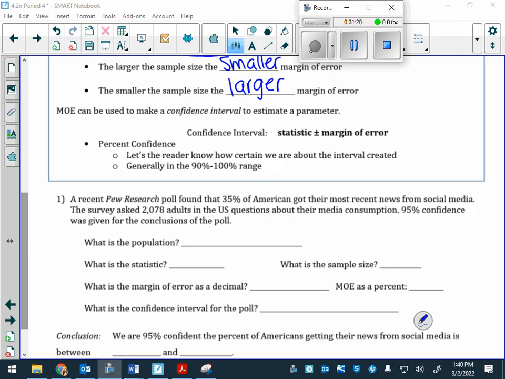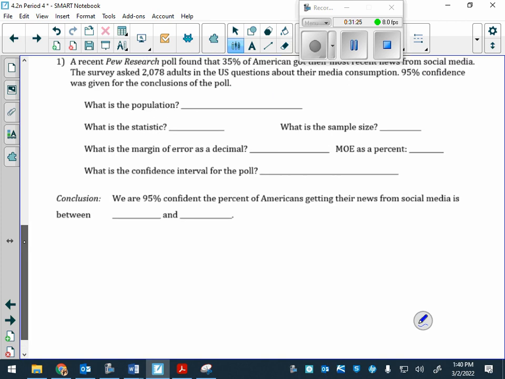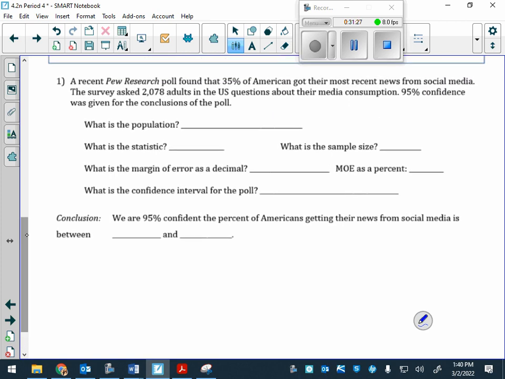All right. So we have this poll that was taken. Okay. Found that 35% of Americans got their most recent news from social media. The survey asked 2,078 adults in the U.S. questions about their media consumption. 95% confidence was given for the conclusion. Okay, so what is the population? Nolan. American adults. Good.